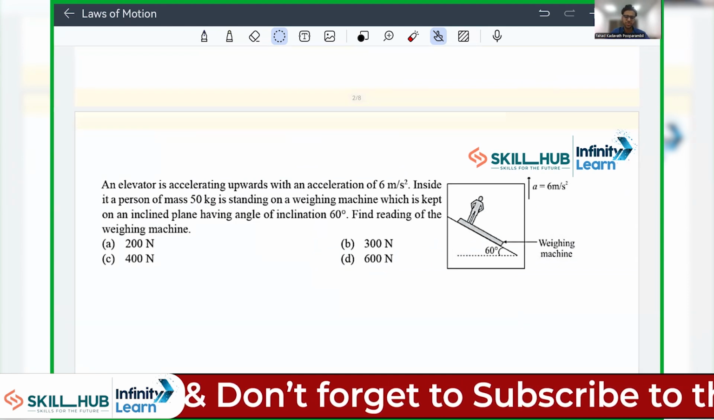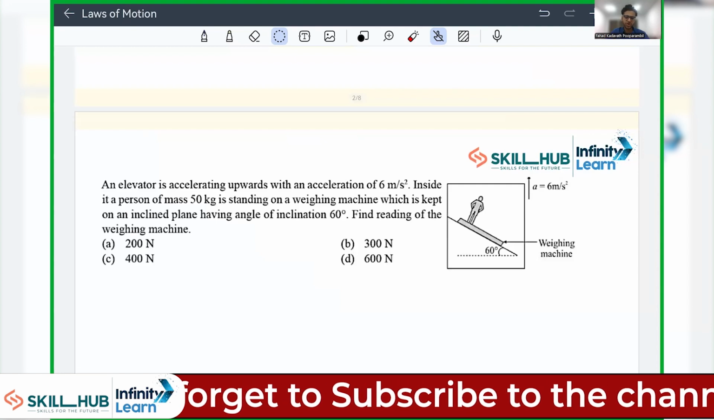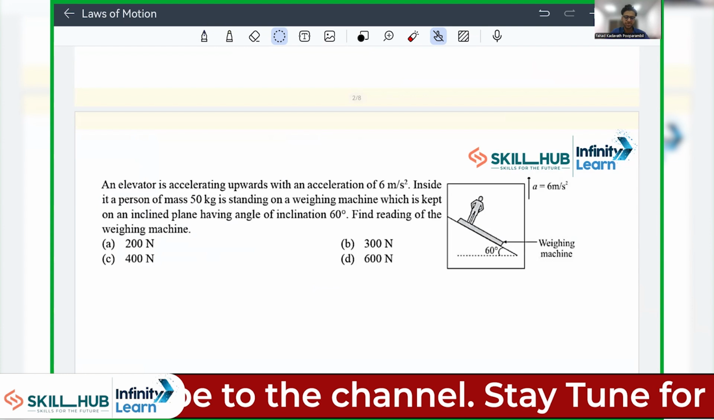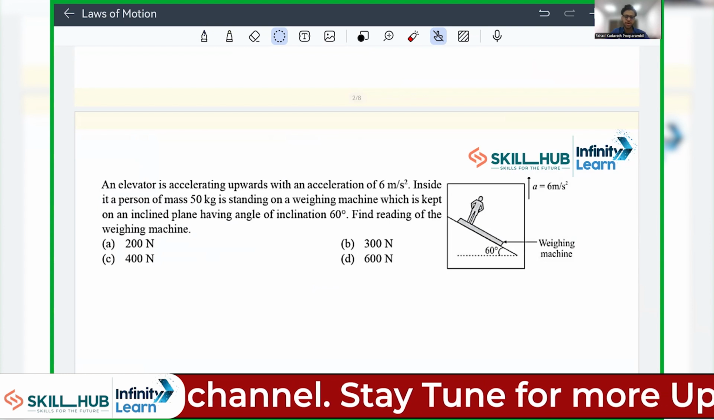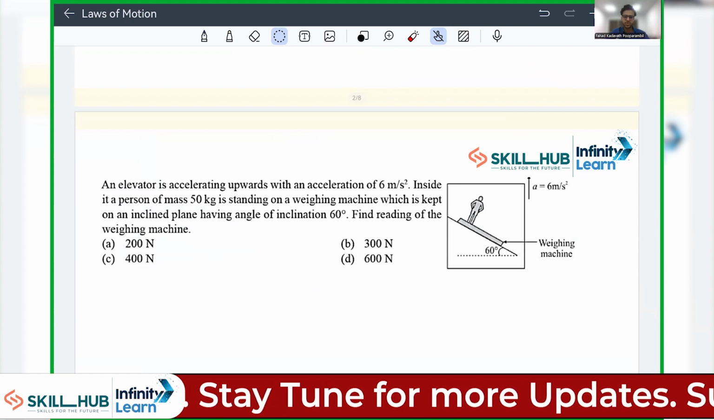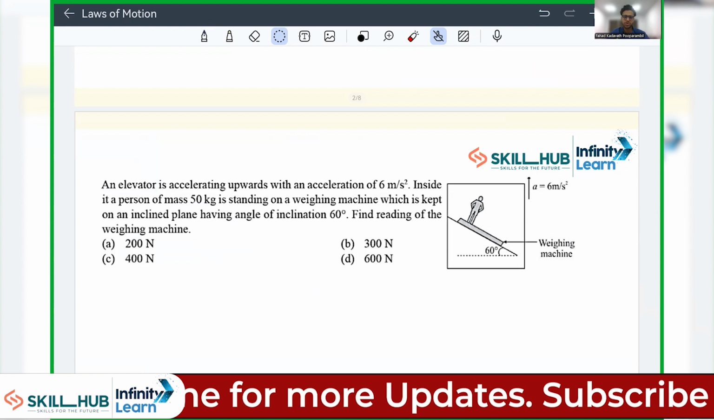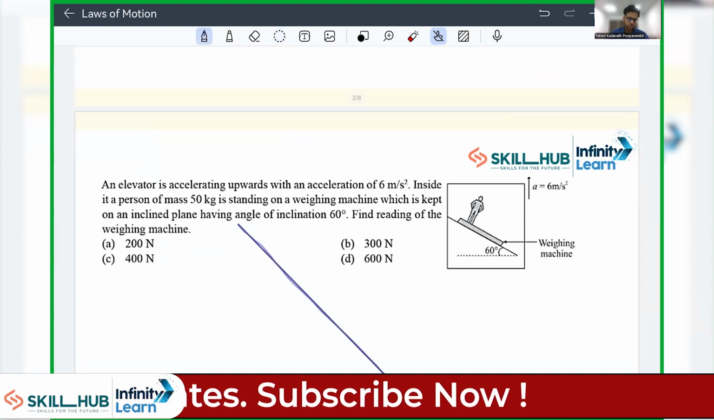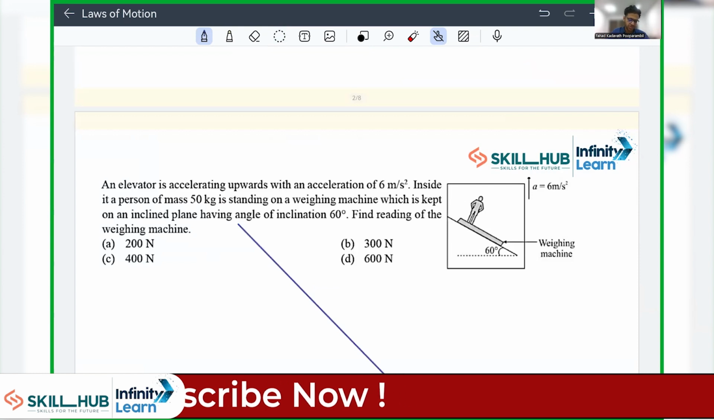First of all, this question is from non-inertial frames. The lift is accelerating, that's why it's a non-inertial frame. You cannot directly apply Newton's laws of motion in a non-inertial frame. If you want to apply Newton's laws of motion in a non-inertial frame, you have to define a pseudo acceleration.